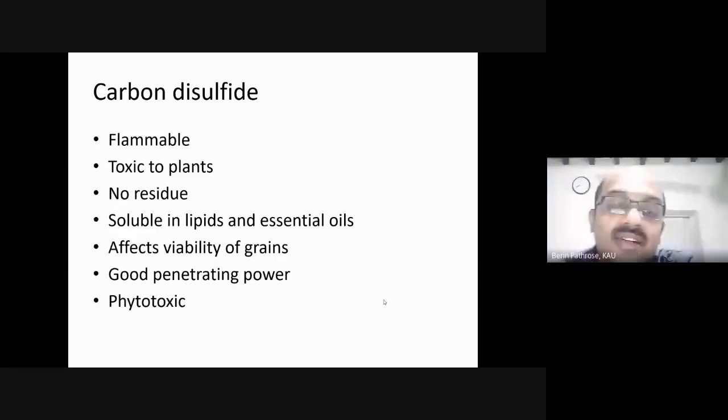But unlike acrylonitrile, it has very good penetrating power. Phytotoxicity, I have described it as toxic to plants. So carbon disulfide also has several undesirable properties such as flammability, toxicity to plants, and it gets solubilized in lipids. It affects viability of the grains. So carbon disulfide is also not much used nowadays.